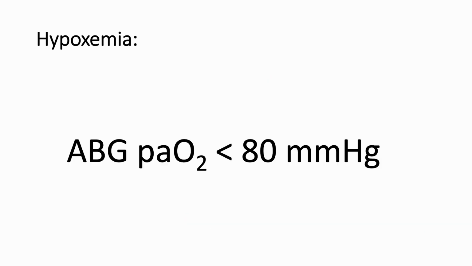Although hypoxemia has several definitions, a common definition, and the one we'll use for this learning module, defines hypoxemia as a PaO2 of under 80 millimeters of mercury on an arterial blood gas sample. Of note, other definitions define hypoxemia below 60 millimeters of mercury on a blood gas as well.